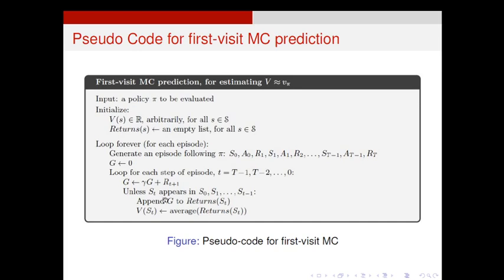Unless it is like that, that means st does not appear in this list, or in other words, st is the first occurrence. See, st does not appear in this list means st is the first occurrence. So that is why it is called first visit. If it is a first occurrence, include this g in that list.